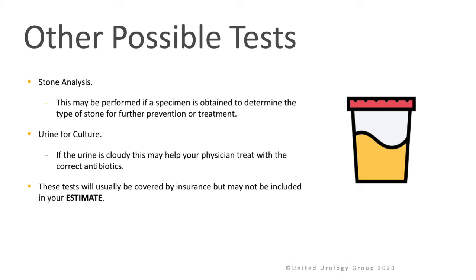In some instances, your physician may send other tests at the time of your ureteroscopy. These include stone analysis, which may be performed if a specimen is obtained to determine the type of stone for further prevention or treatment, or a urine for culture. If the urine is cloudy, this may help your physician treat with correct antibiotics. These tests will usually be covered by insurance, but may not be included in your estimate.